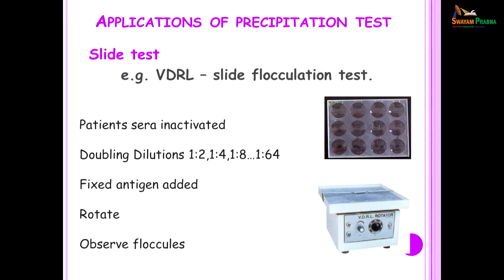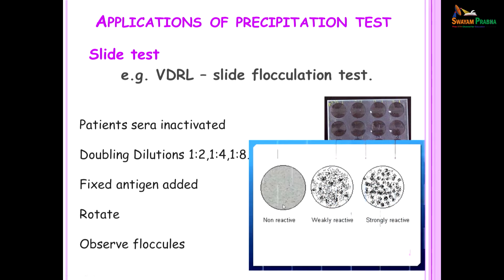Now, because of the prozone phenomenon, we do not want to miss a diagnosis of syphilis. Therefore, we prepare doubling dilutions of the serum, to which fixed antigen is added. After this, the slide is placed on a VDRL rotator, and we later look under the microscope for the presence of floccules. So, this is what a non-reactive reaction looks like, this is what a weakly reactive reaction is, and this is a strongly reactive VDRL test.